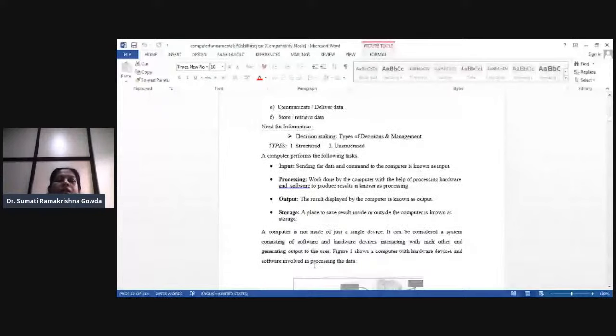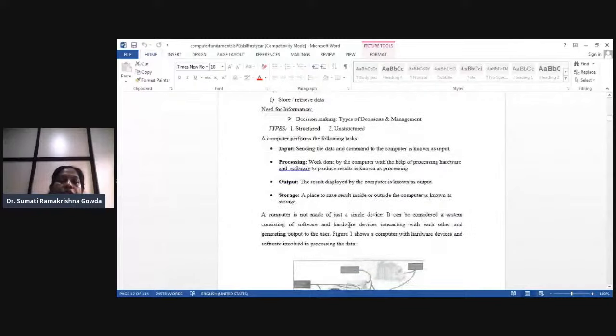A computer performs the following tasks. Input means sending the data and commands to the computer, which is known as input. Processing: the work done by the computer with the help of processing hardware and software to produce results is known as processing. Output means the result displayed by the computer is known as output.